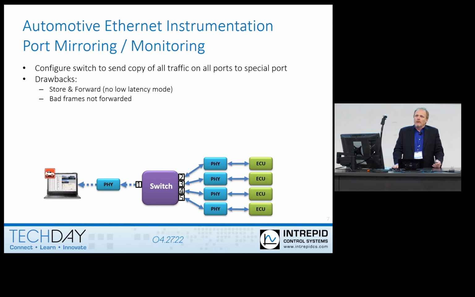A switch won't forward bad frames. There are some advanced switches, I think you can force them to forward bad frames, but typically they will drop them because it's in the specifications, that's their requirement. So if you're instrumenting a vehicle network and there are bad frames floating around and you're using a port mirror, you may or may not see the traffic that you're looking for, or the traffic that is causing the problems, because it's corrupt.